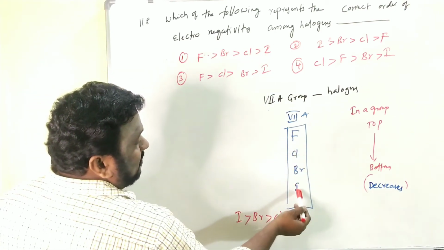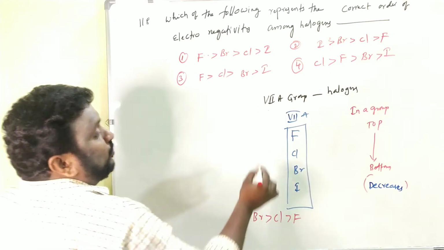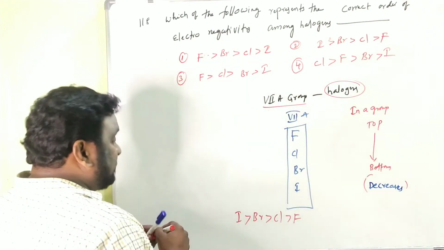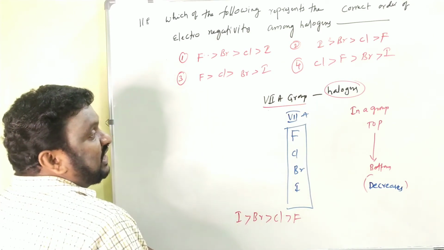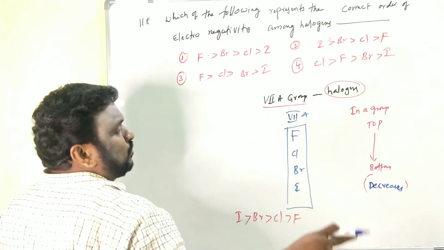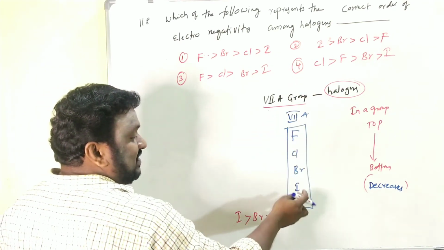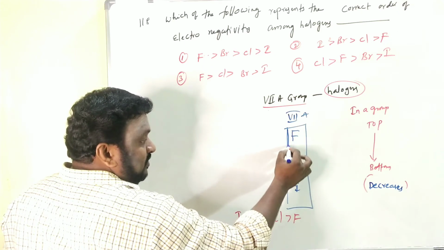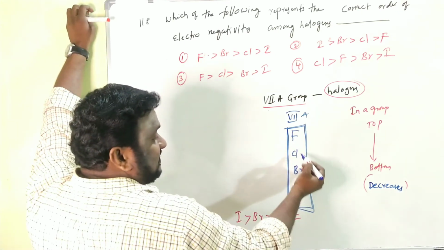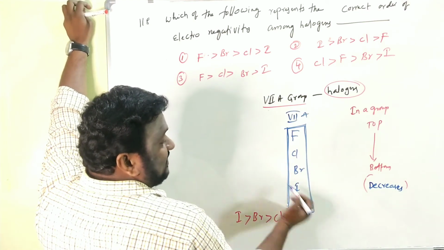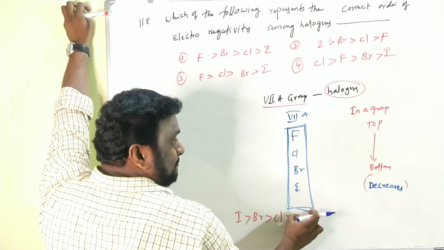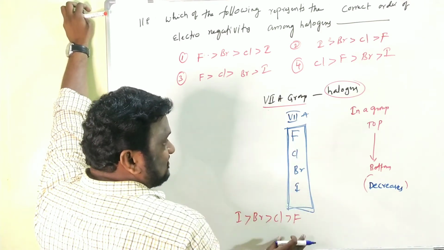F, Cl, Br, I. So 7th A group elements are called halogens. 7th A group elements are taken as halogens, and you have to check first whether they are in a period or a group. So F, Cl, Br, I is the order of the elements in the 7th A group. First F, next Cl, next Br, next I. So halogens are 7th A group elements, and they are in a group like this.